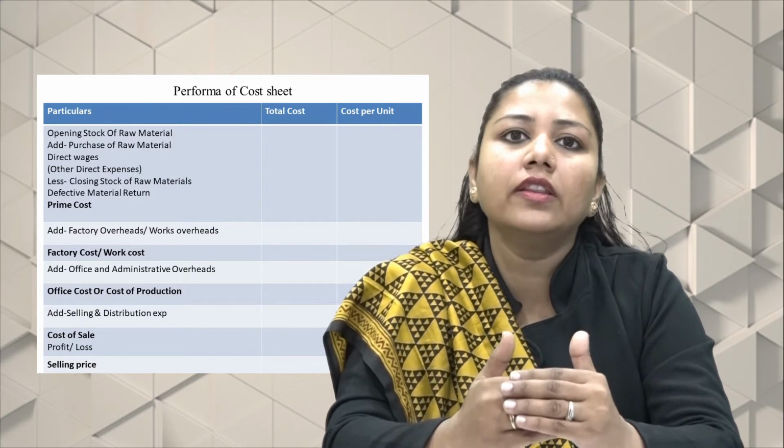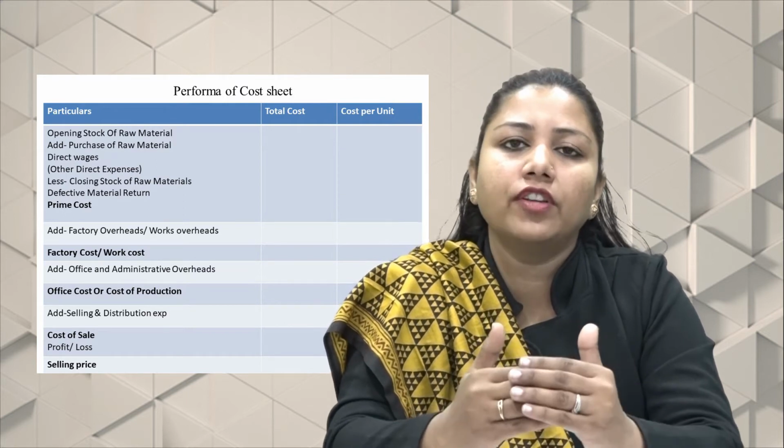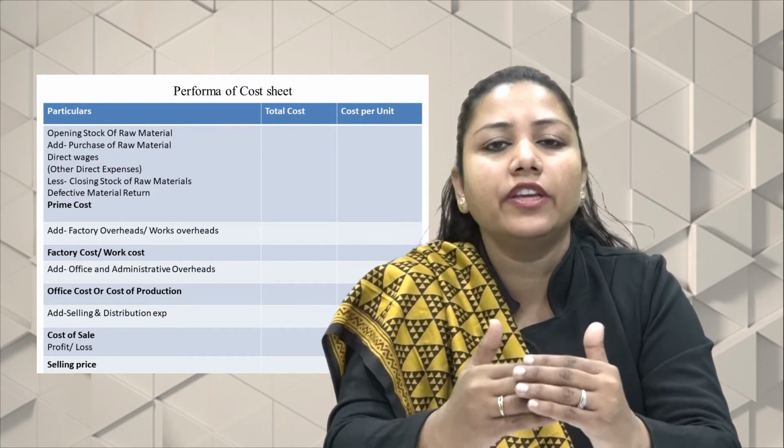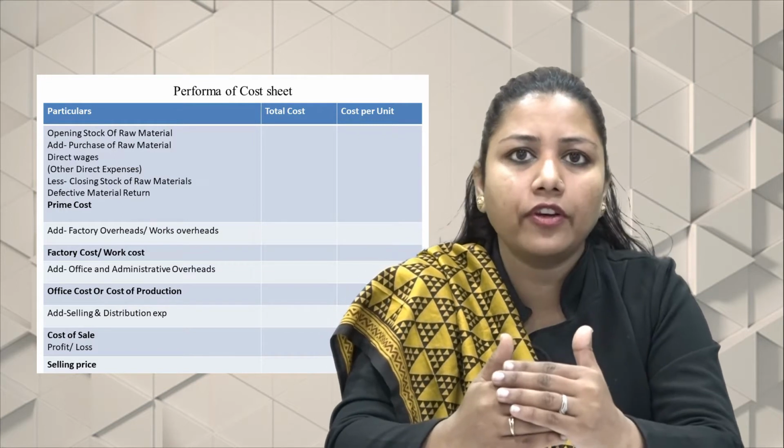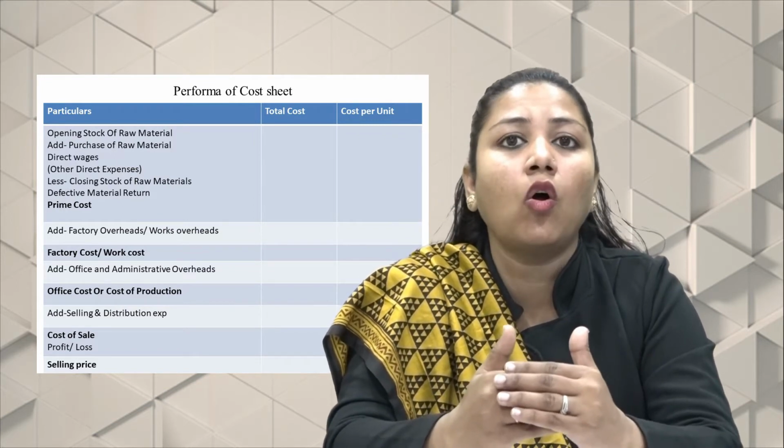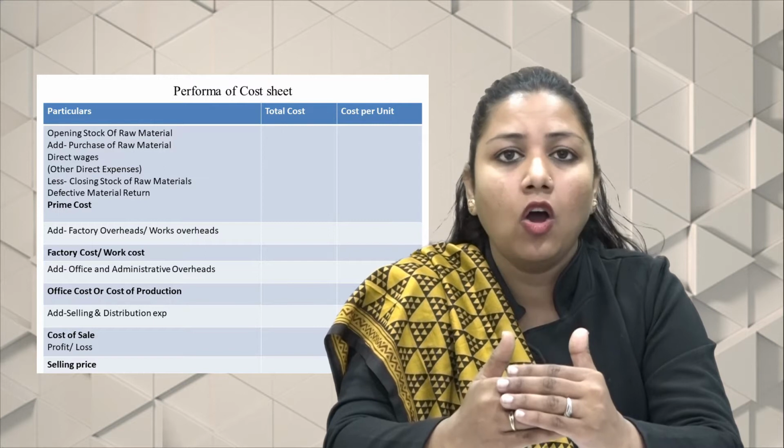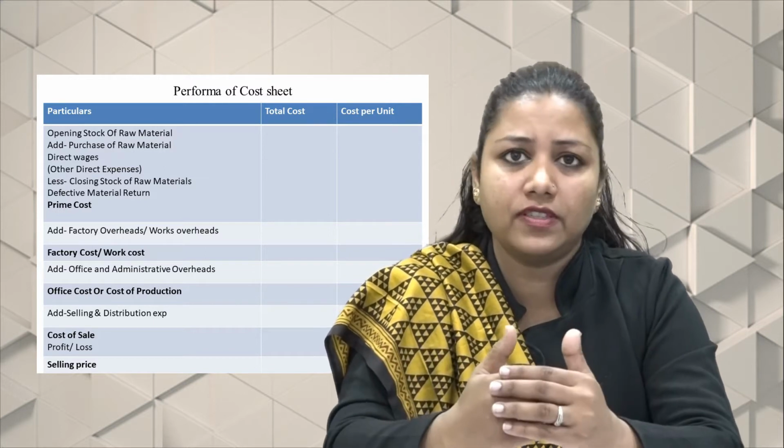So we add all the expenditures of the factory to find out the factory cost. After finding the factory cost, we have to add all the expenditures of the office. Office expenditure, there are so many office expenditures.